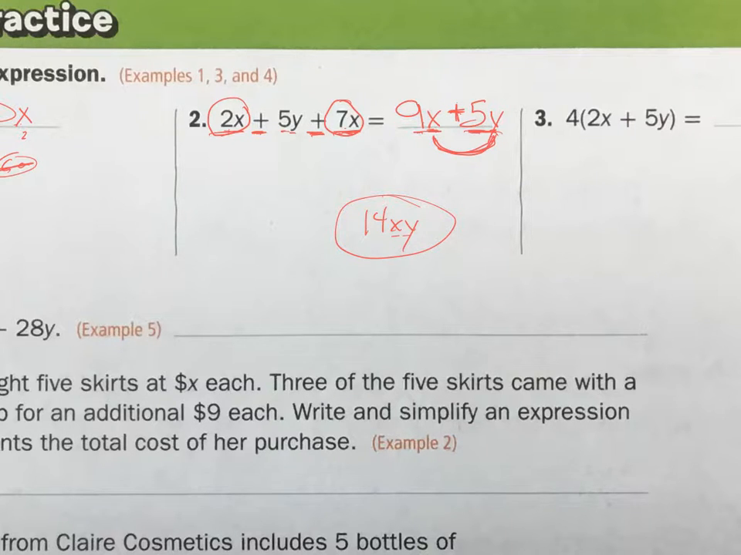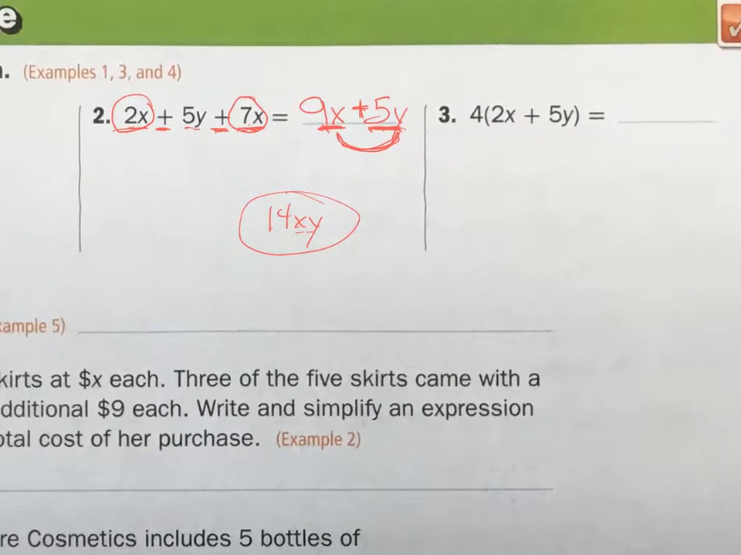Okay, so you can't add terms that are not like. This is an x term, 9 x's. This is 9 y's. Okay, you can't add them together. Let's look at number 3.